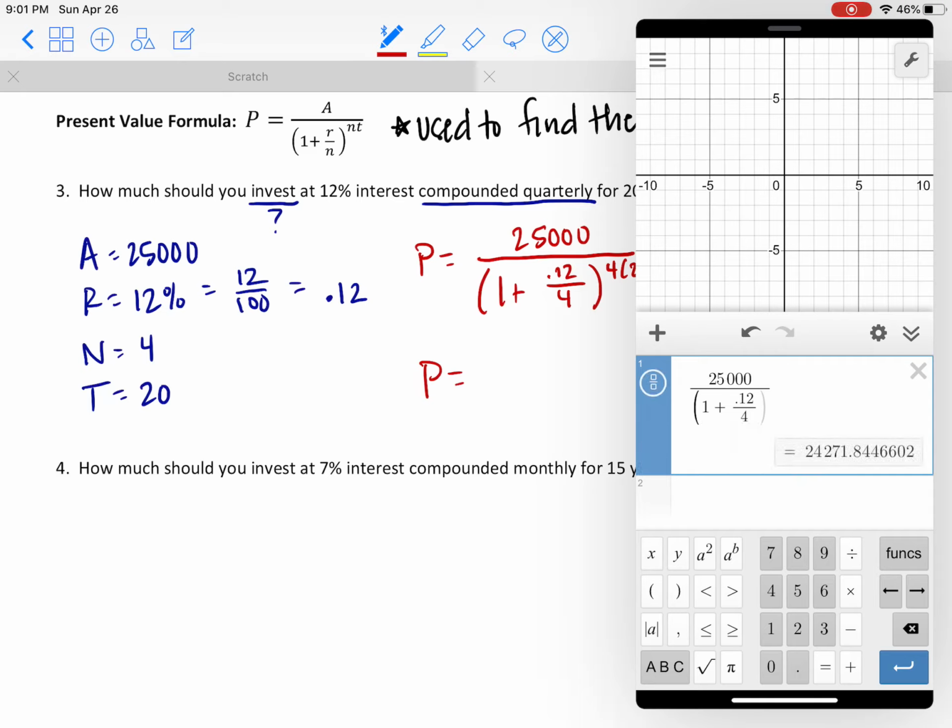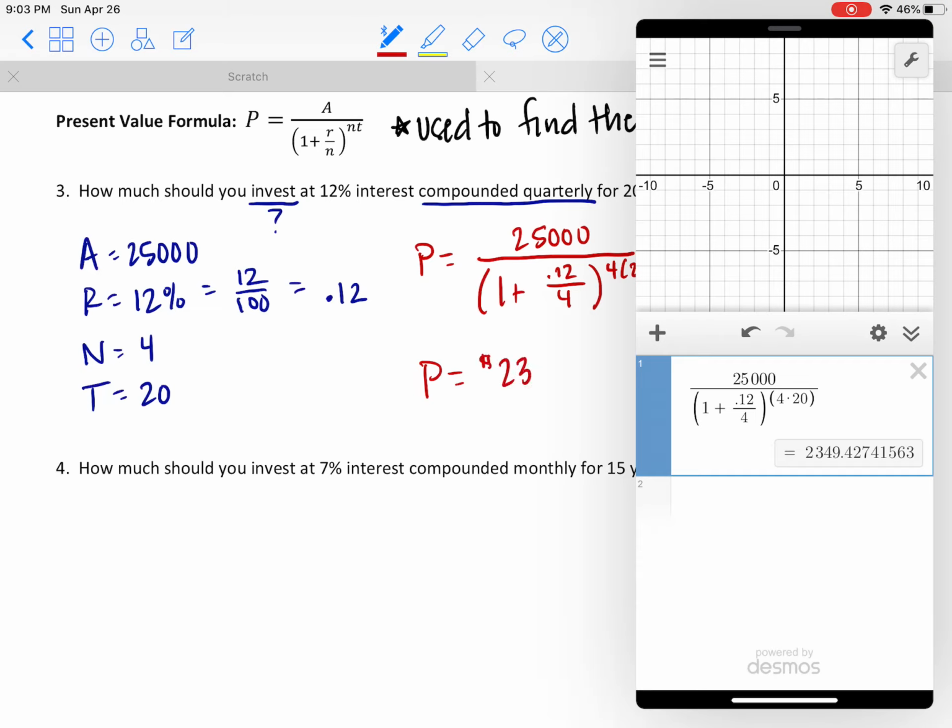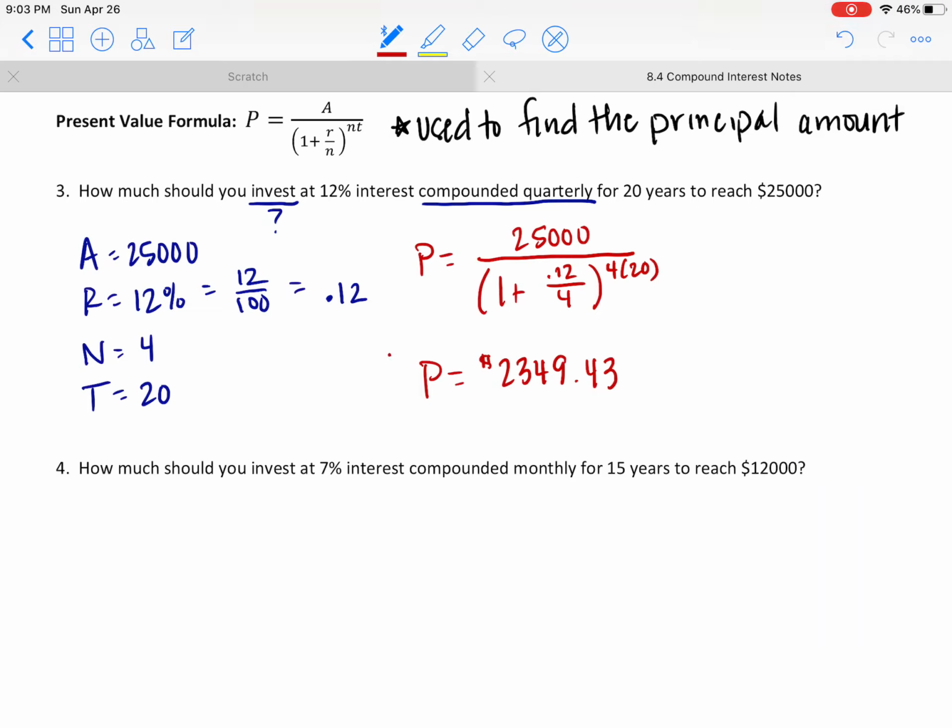On my calculator this time, I'm going to hit the divide button first to give myself a fraction. I'm going to type the 25,000 in the top, and then on the bottom, 1 plus 0.12 over 4, and then we're going to raise that to the 4 times 20 power, and we get $2,349.43, rounding to 43 cents.